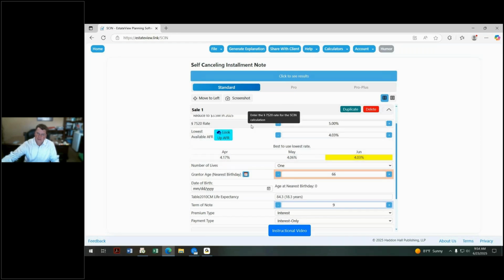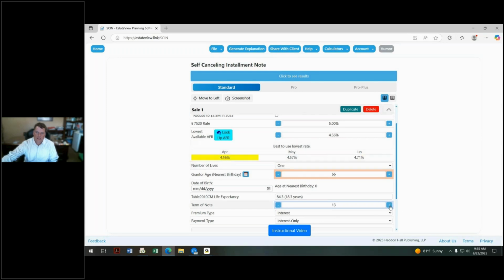And again, when you're entering into a sale like this, you can use the month of the transaction, which would be June, or you can use a lower rate, which may be May or April. So you can use the month of the transaction or the 2 months prior. You pick the lowest rate, and depending on the term, that's what picks out your AFR. So again, here I changed the term of the note down to 9 years. That means I'm at a midterm AFR of 4.03. And again, that's the lowest of June, May, and April.